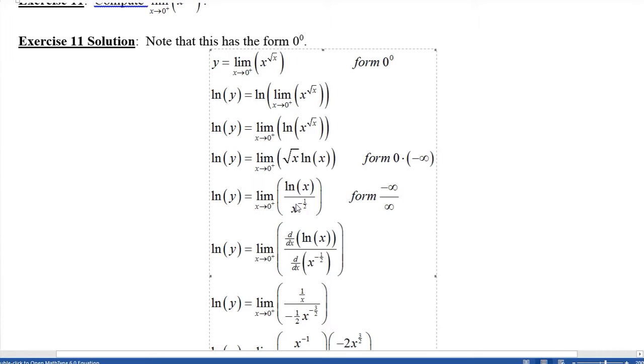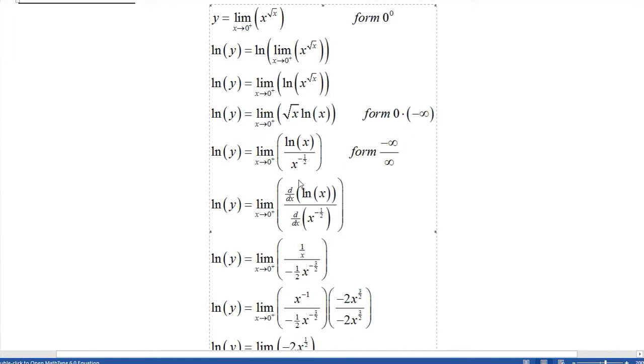And now, as x goes to 0, the numerator goes to negative infinity, the denominator goes to positive infinity. And so this is basically the form infinity over infinity. So we can use L'Hopital's rule. Of course, they are continuous and differentiable just to the right of 0. So that, along with that form, is enough to be able to use L'Hopital's rule, which says take the derivative of the top and bottom.